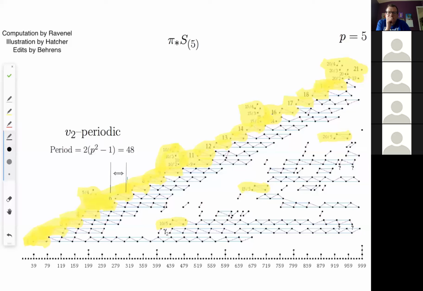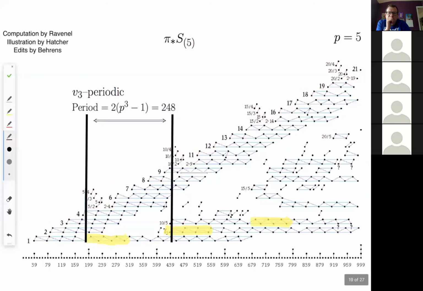So that's the V2 periodic stuff, and then Mark says that this is part of the V3 periodic family. I think this part is conjectural, but I'm not 100% sure. But roughly that gives you an idea, because we don't have that much data.